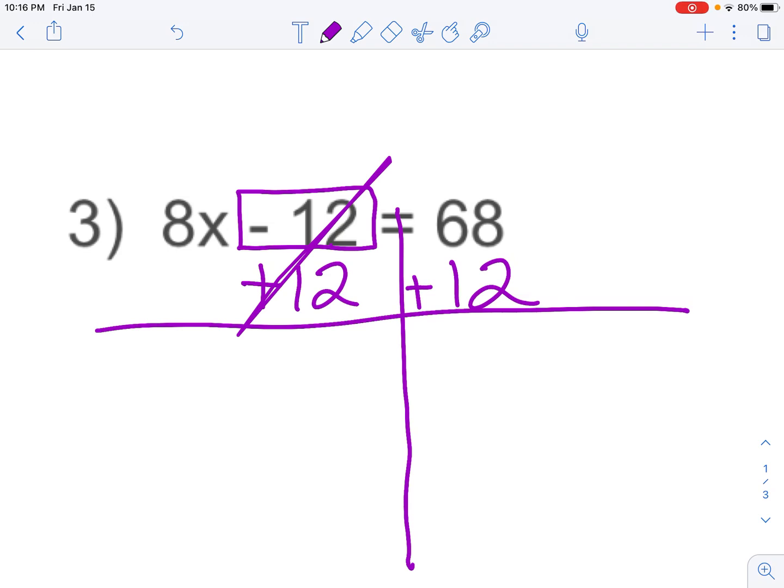Okay, so now on this side, I'm going to do my 68 plus my 12. 8 and 2 is 10. Carry my 1, 6, 7, 8. I have 80. Bring down the equal sign in the middle.